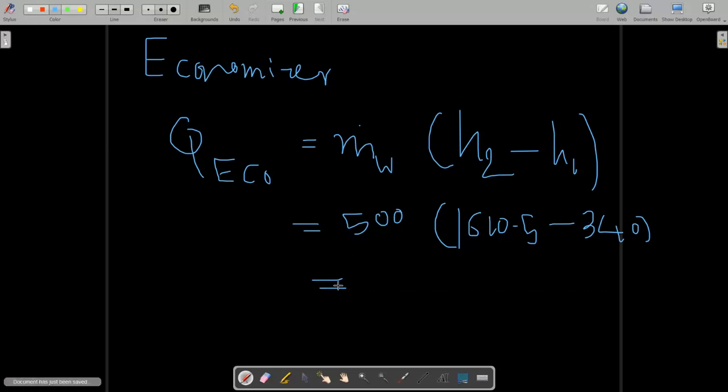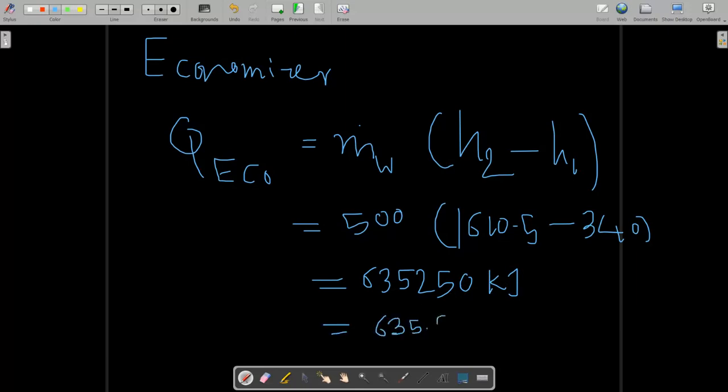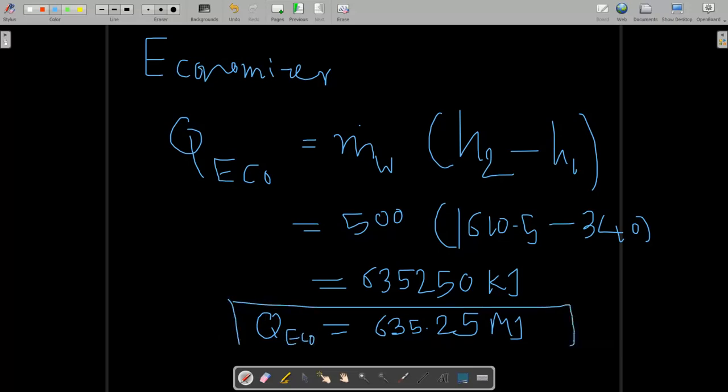So when you add all this and multiply, the total amount of heat added is 635250 kilojoule. For simplicity we write it in megajoule: 635.25 megajoule. So this much heat is added in the economizer. Just box it. So we are solving the first question.